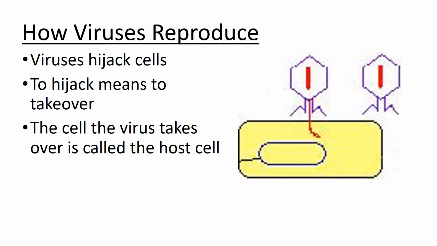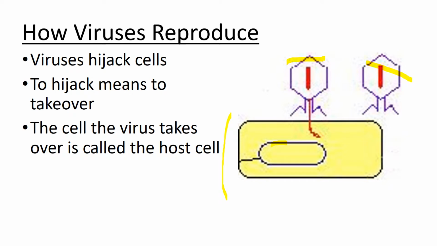Let's take a look at how viruses reproduce, because this is really what's so important about viruses. Viruses hijack cells. To hijack means to take over, so viruses take over cells. The cell the virus takes over is called a host cell. In this image on the right, these are our viruses, and they're taking over this cell here.